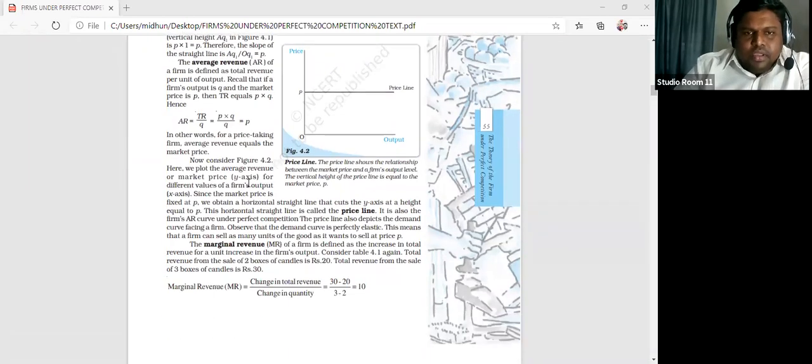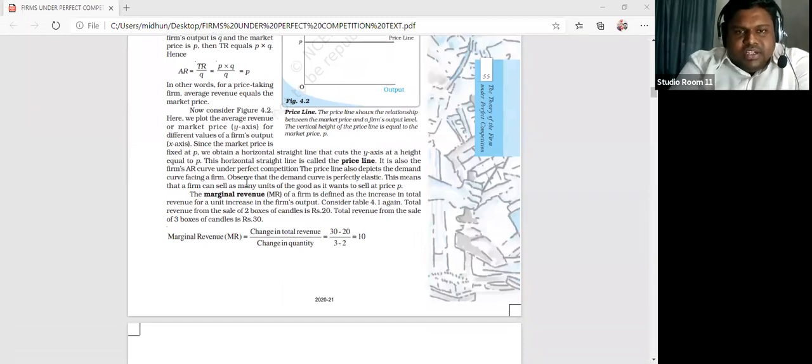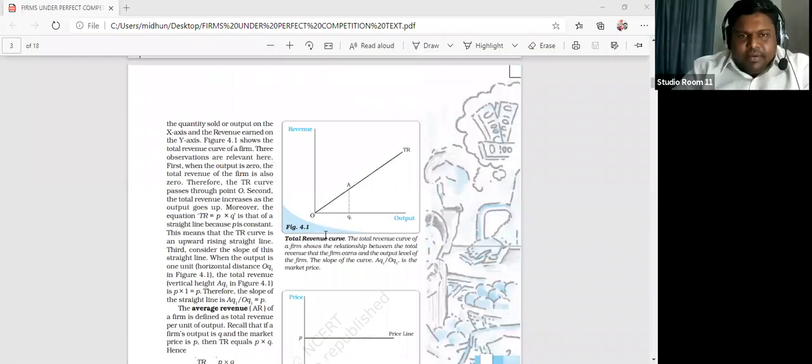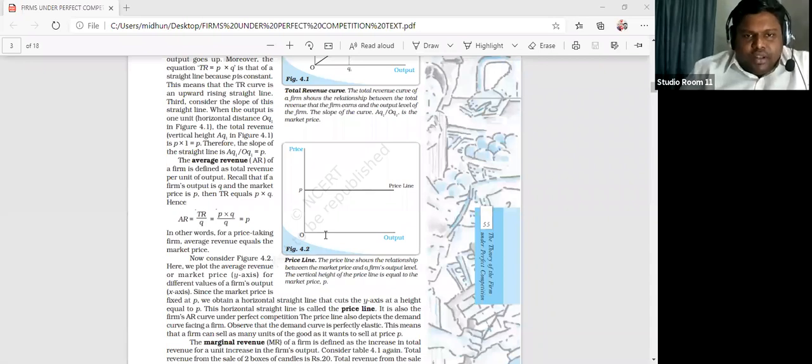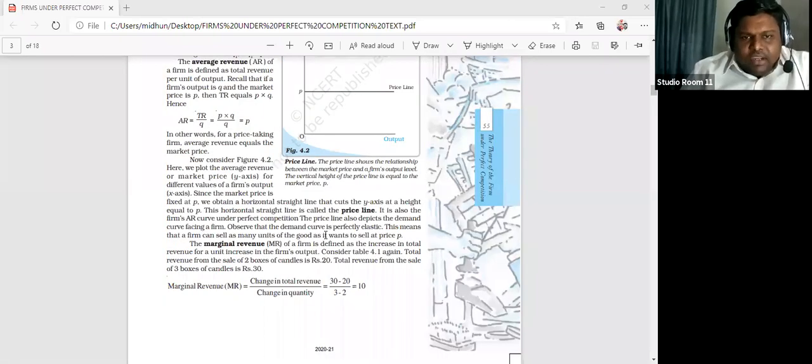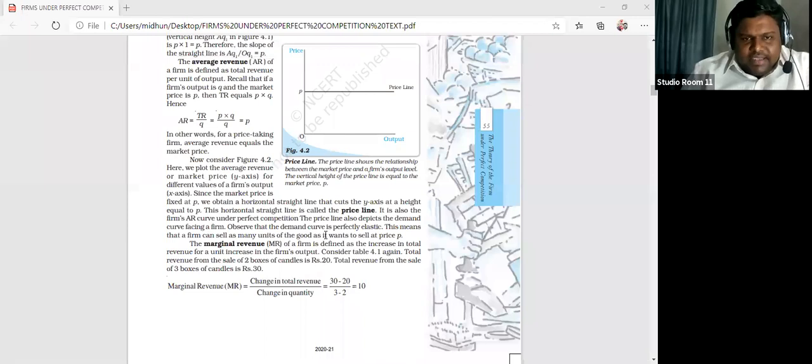Now consider figure 4.2. Figure number 4.2, the price line figure. Just observe the TR curve and the price line. In 4.2 here, we plot the average revenue or market price on the y-axis for the different values of the firm's output on the x-axis.